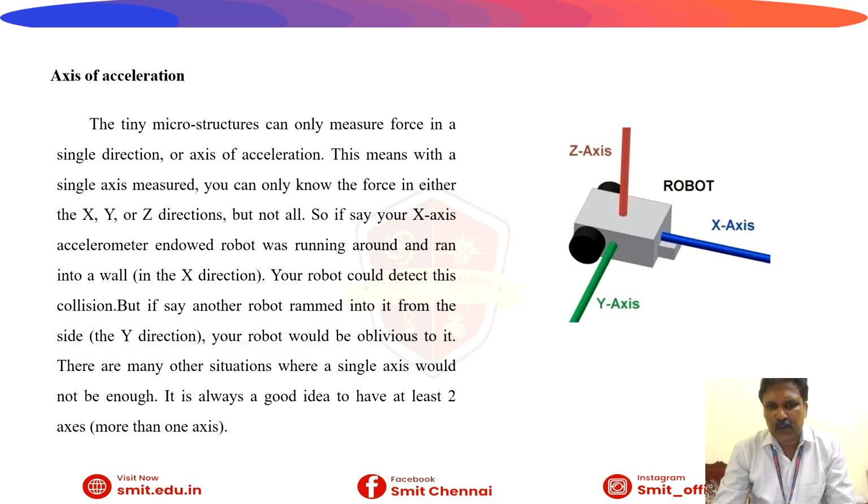But if another robot rammed into it from the side, the y direction, your robot will be oblivious to it. So it is very difficult to deal with that. There are many other situations where a single axis would not be enough. It is always a good idea to have at least two axes rather than one axis.